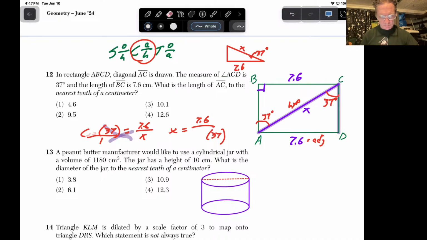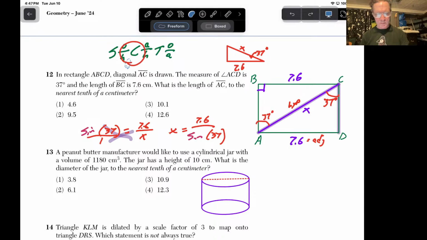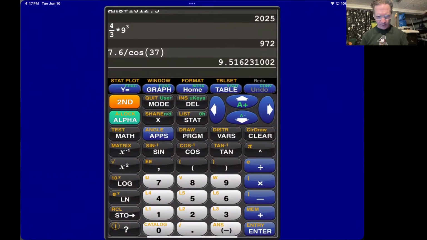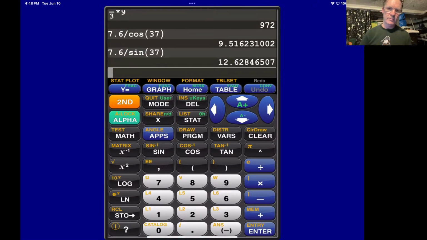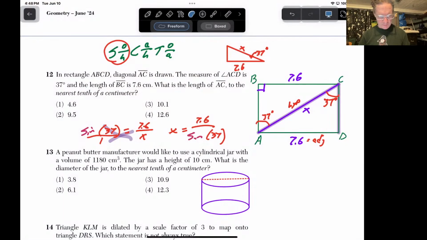So here we go. That's going to be the sine of 37. And it's sine, not cosine. Plug that into your calculators. 7.6 divided by the sine of 37. I don't know why they do that. If you make all the other answer choices just random numbers, students would check their work. 12.6 is your correct answer.